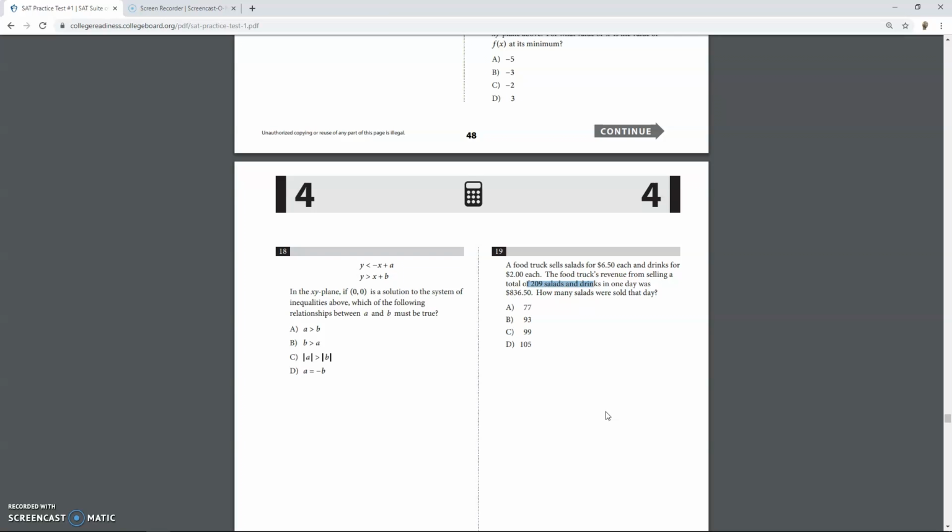But there's a difference. The difference will be $418.5. So we know that this is the money made from selling salads instead of selling drinks. Since we assumed they were all drinks, the difference will be $4.5 for each salad sold. So we use 418.5 divided by $4.5.